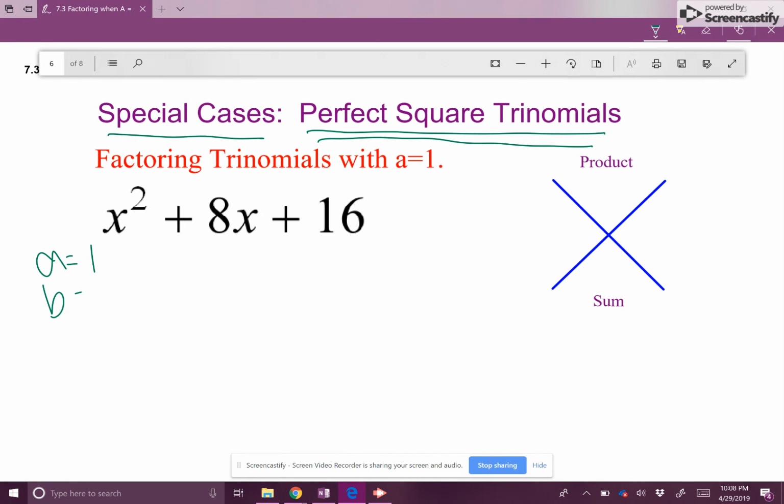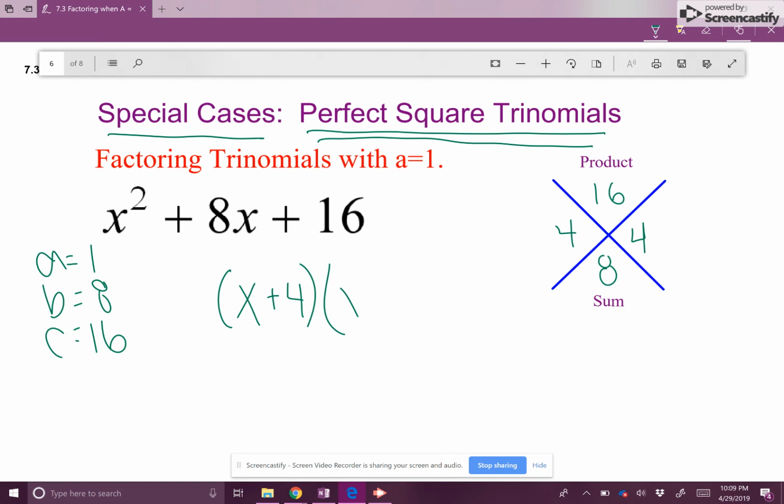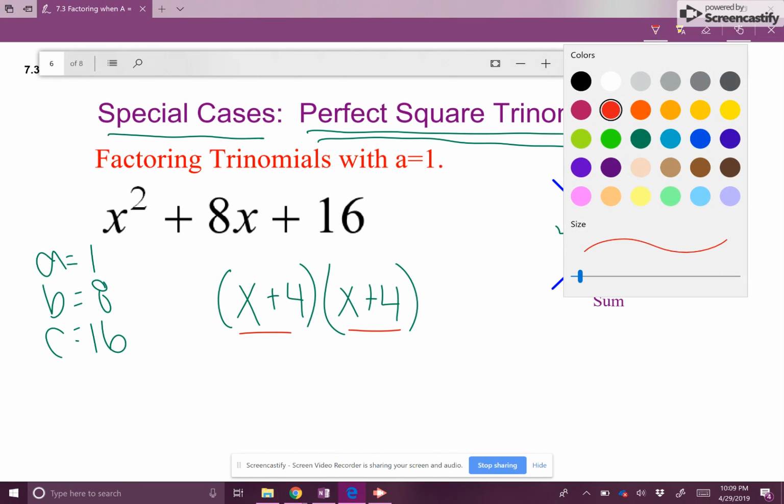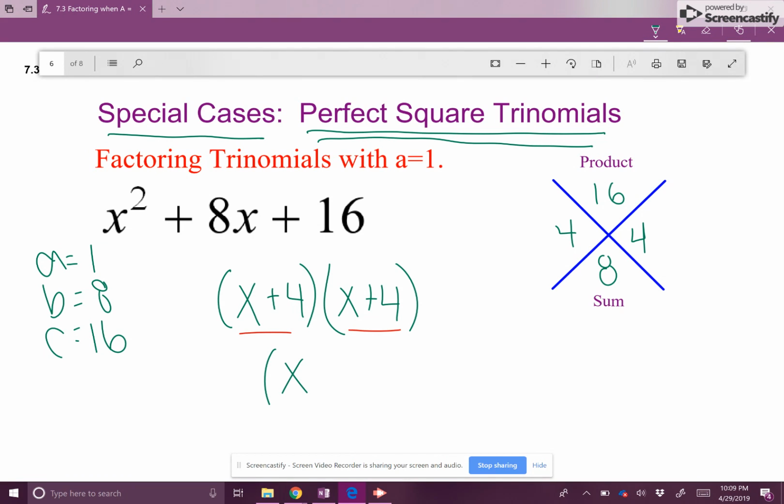Identifying our a, b, and c values: a is 1, b is 8, and c is 16. So we're looking for numbers that multiply to make 16 while adding together to make 8. And those two factors are 4 and 4. So to write out this trinomial factored, we would have x plus 4 times x plus 4. But notice that those two quantities are the same. So this is a perfect square trinomial. We can rewrite our answer as x plus 4 squared, since we have the quantity multiplied by itself.